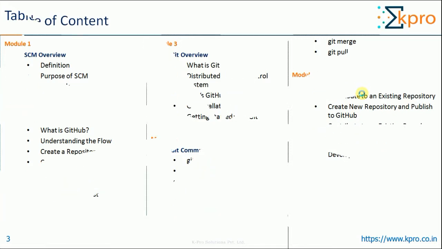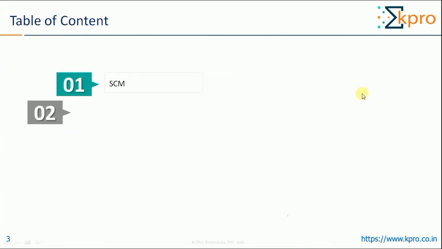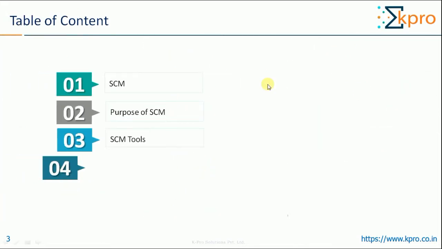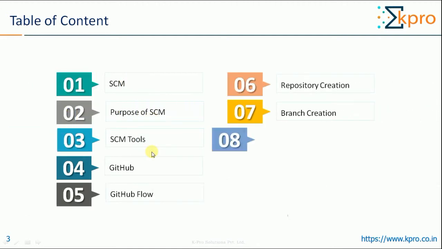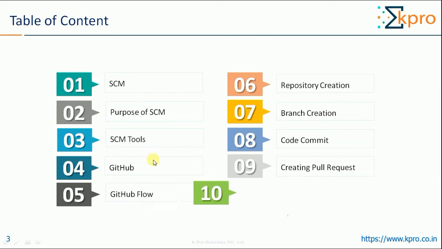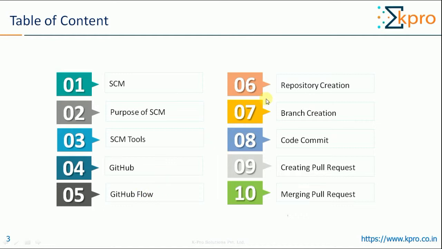Let us focus on today's agenda. First, I will be explaining SCM and its purpose, then SCM tools in the market, GitHub and the flow of activities in GitHub, and then I will show repository creation, branch creation, committing code, creating a pull request, and merging a pull request in the GitHub web interface. Let us see SCM.